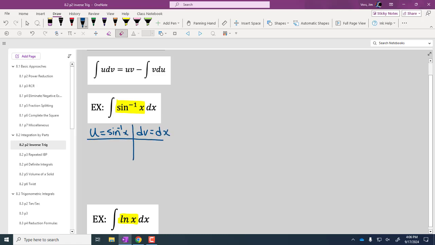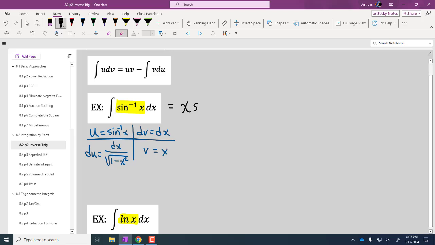Do our little table. The integral of dv, which is dx, gives v equals x. The derivative of inverse sine is 1 over square root of 1 minus x squared. I'm going to put the dx in the numerator. So there is our recipe for this integration by parts. And then we use our trusty formula, ultraviolet voodoo.